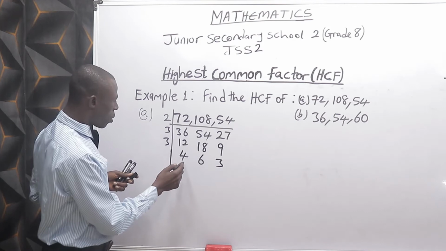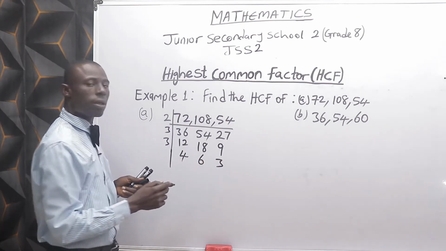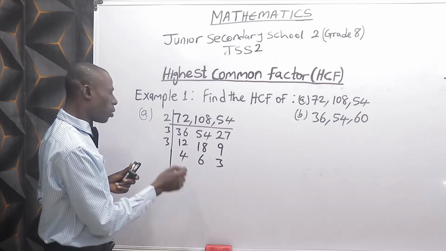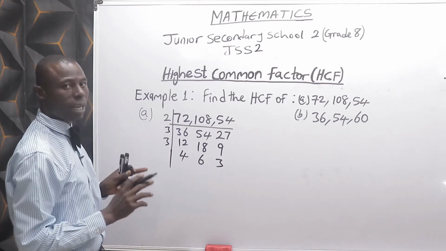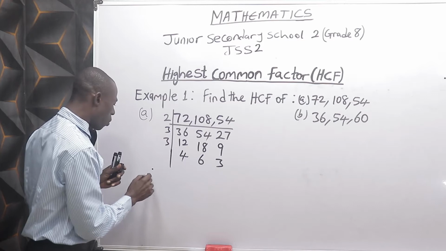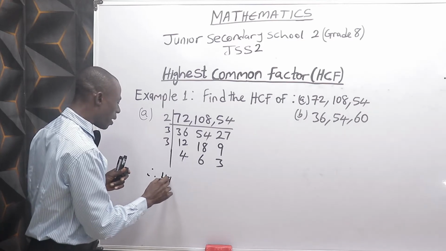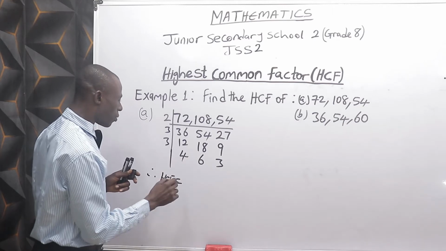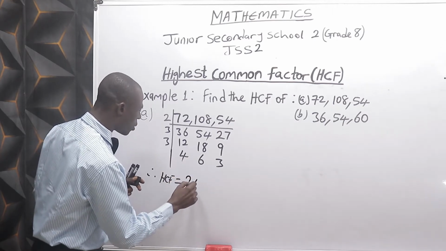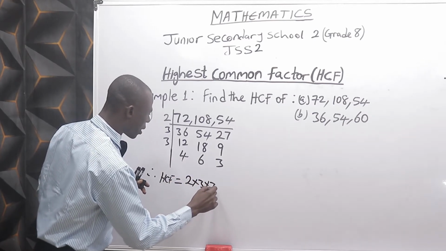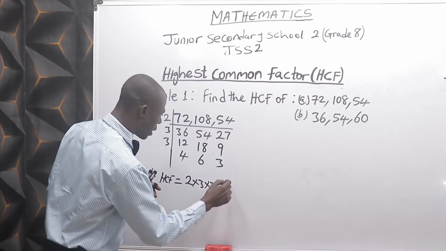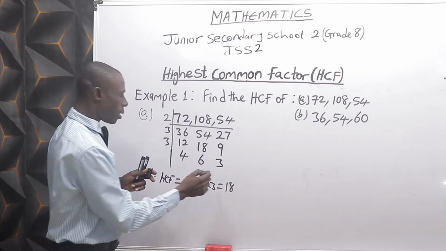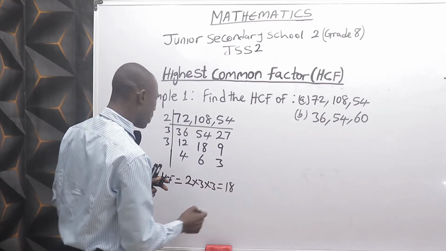2 goes in 4, in 6, but does not go in 3. 3 goes in 3, in 6, but does not go in 4. So nothing else goes in all. Therefore, HCF of 72, 108, and 54 is 2 times 3 times 3, which is 18. 3 times 3 is 9. 9 times 2 is 18.